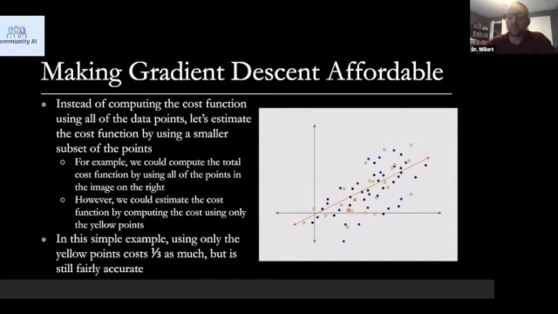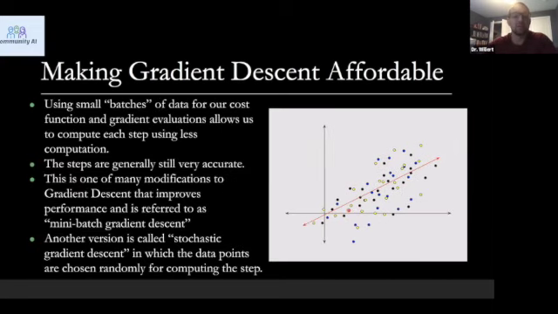And then in the next iteration, we might take all the blue points and use those to compute the cost and the gradient. And then in the next iteration, we might take all the black points and use those to compute the cost and the gradient. When we use just the yellow points, or blue or black for that matter, we can reduce the cost by a factor of 3, and it's still very accurate.